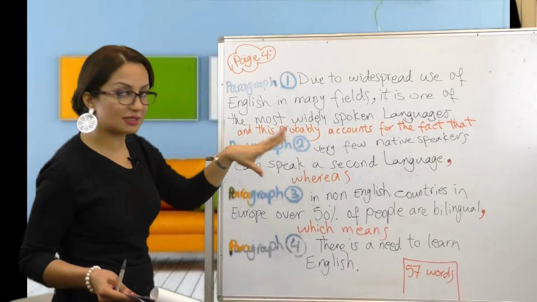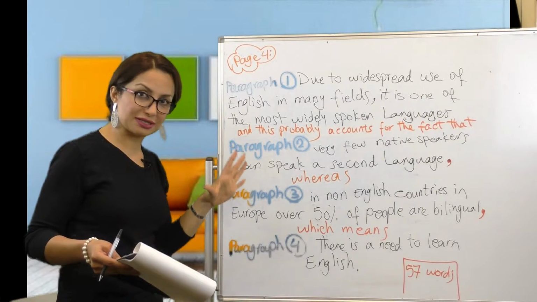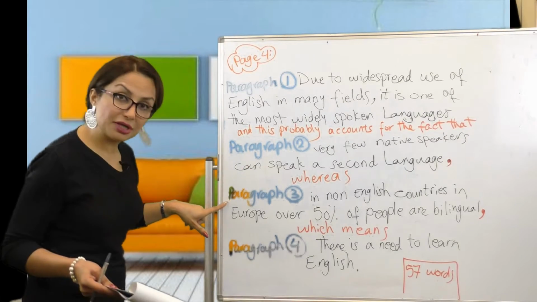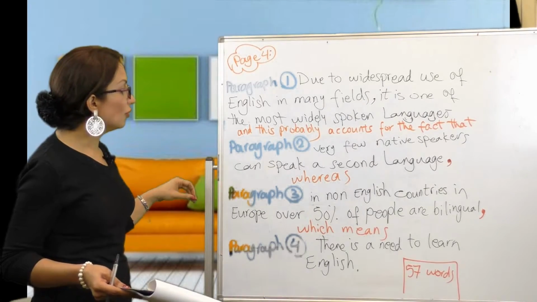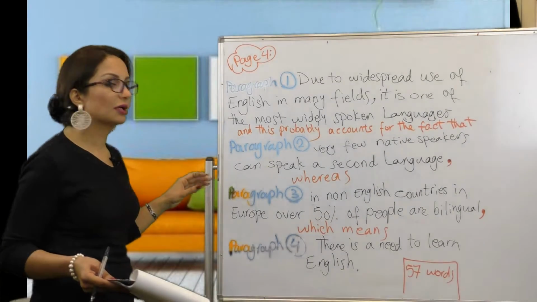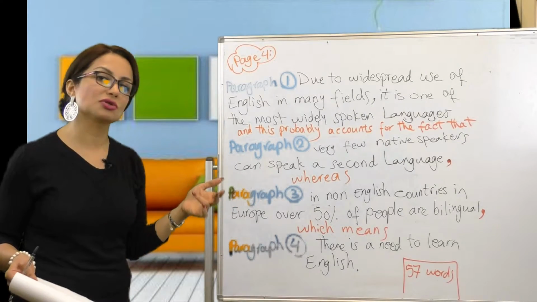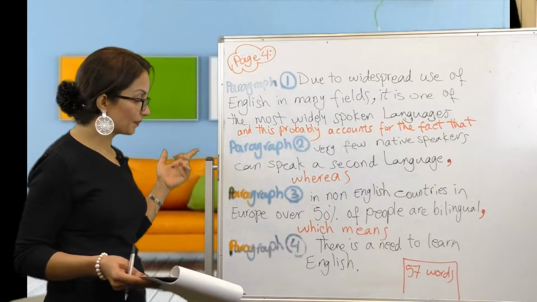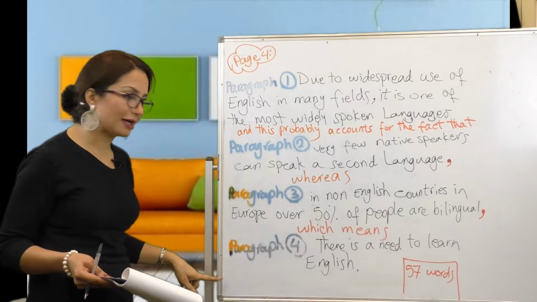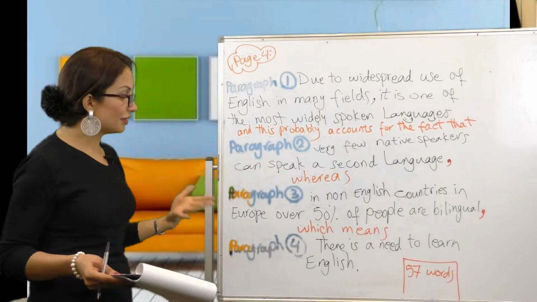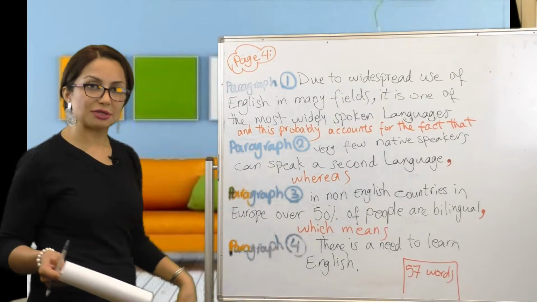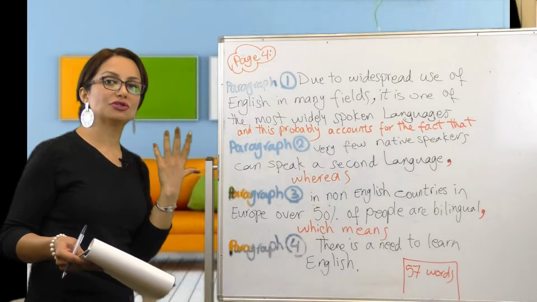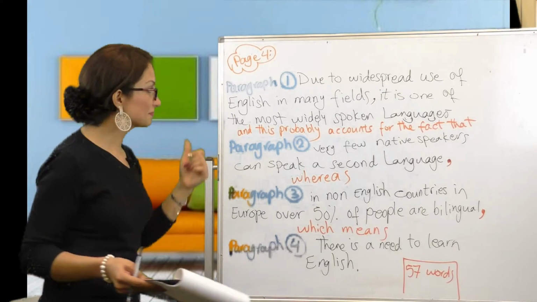So these 2 sentences are not yet connected. They are like separate sentences. Summary of paragraph 3: In non-English countries in Europe, over 50% of people are bilingual, meaning those who speak 2 languages. And the last paragraph, which is the shortest one: there is a need to learn English. So here we have 4 separate sentences, and now we are going to link and connect them together.